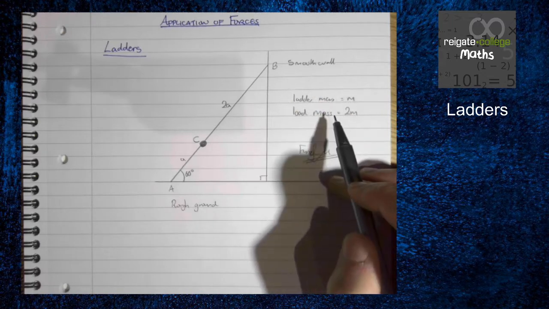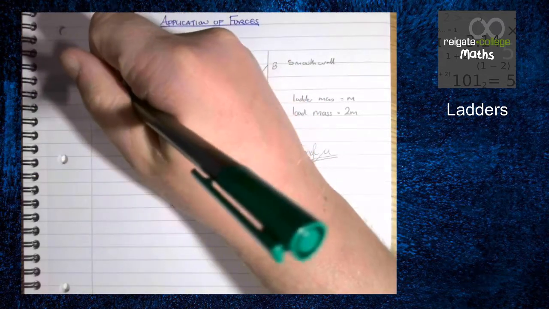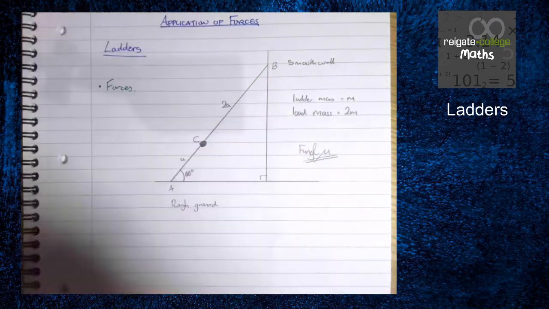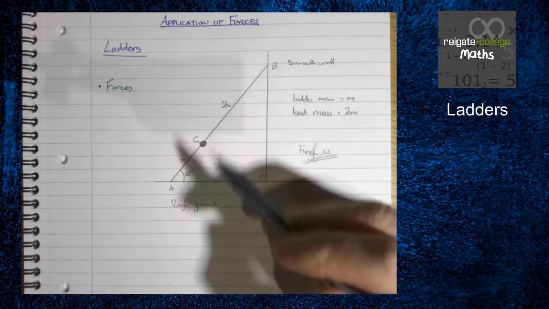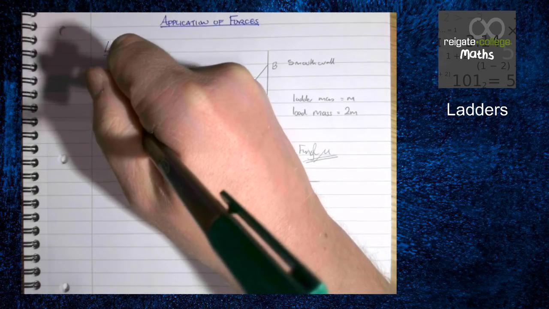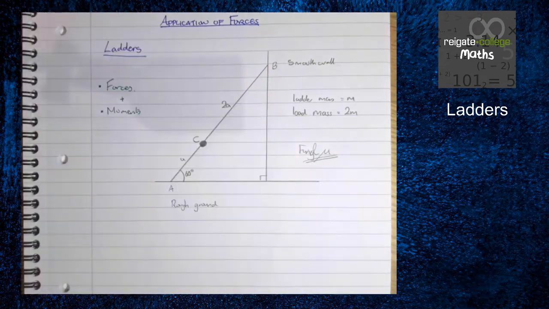Clearly, because we're talking about masses, there's going to be some forces in there. But you can also apply moments to this problem in order to solve it. So this is a combination of both a forces question and a moments question. Effectively what we're going to do is resolve moments and resolve forces at various different places. First things first though, let's label the diagram and put all the forces on that we know.